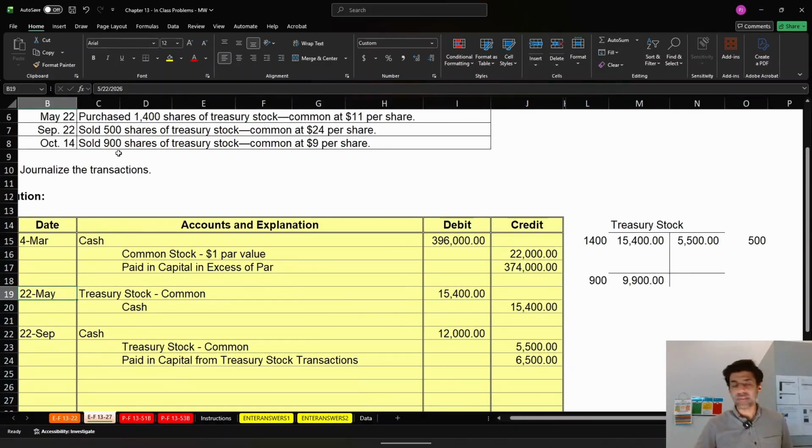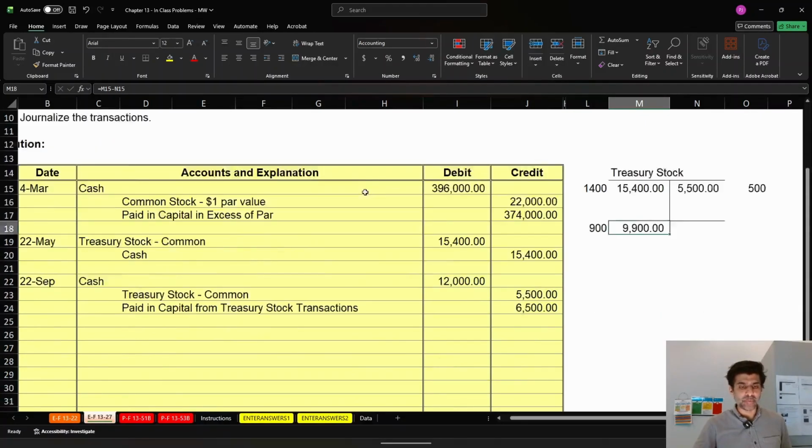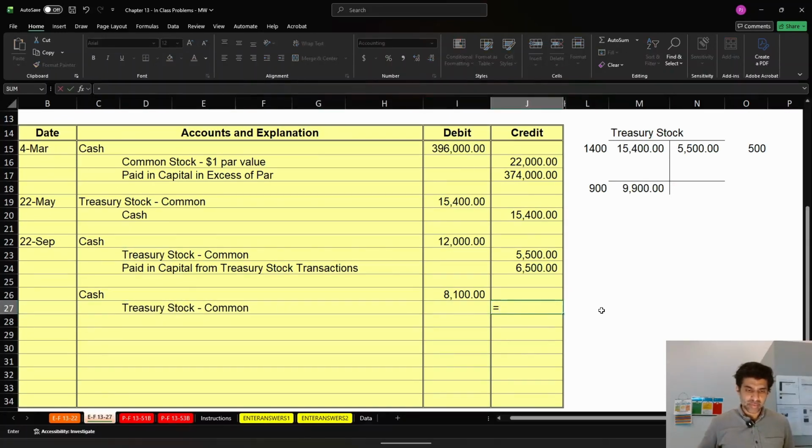Okay, so now there is another transaction. We sold the rest of them. Basically, we're gonna sell the rest of these 900. And this time we're taking a loss. We're selling them at $9. We bought them for 11. So what we'll do is, again, we're gonna be receiving cash, 900 shares times $9. The treasury stock is going to be transacted at our cost basis.